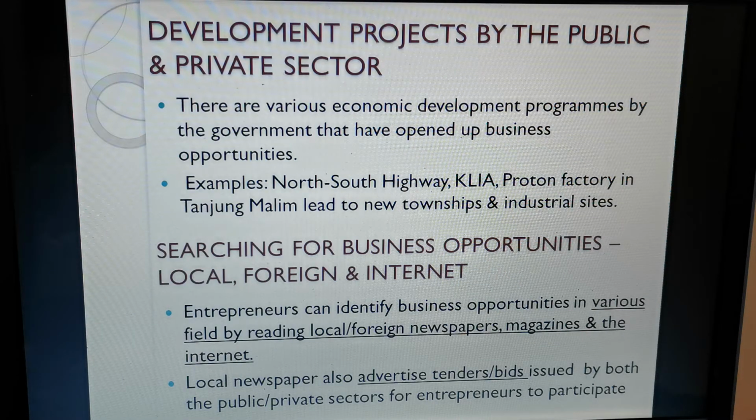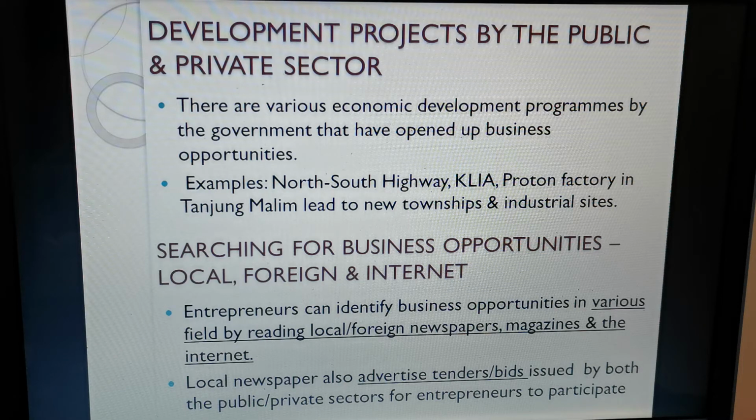The next one is development projects by the public and private sectors. There are various economic development programs initiated by the government which have opened up business opportunities. For example, the North-South Highway, KLIA, Kuala Lumpur International Airport, and the Proton factory in Tanjung Malim. All this will lead to new townships and industrial sites.